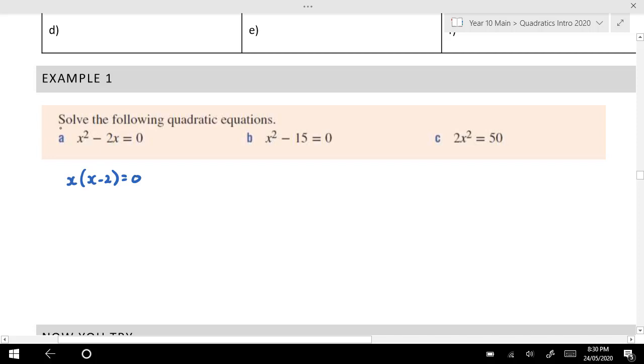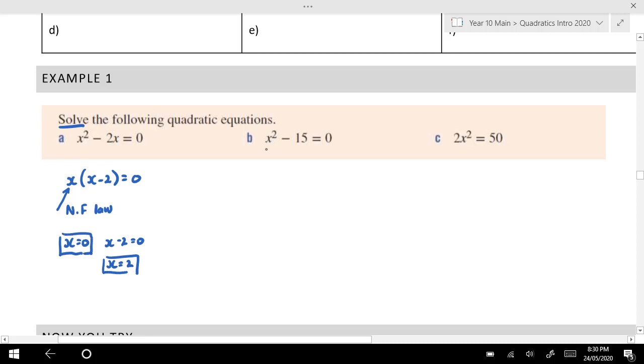So whenever we're asked to solve, then we have to find x, don't we? So using the Null Factor Law, I'll do it the long way. And that means that x would have to equal 0, which is this guy here, or x minus 2 would have to equal 0, which gives us x is equal to 2. So we've got two solutions for that one, x equals 0 and x equals 2.